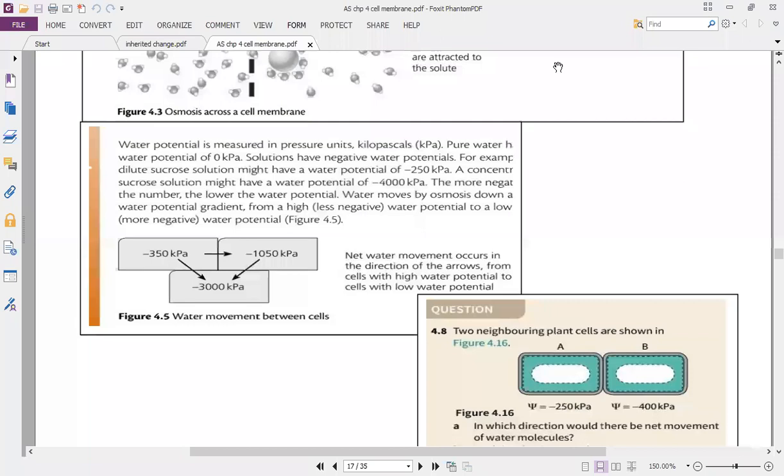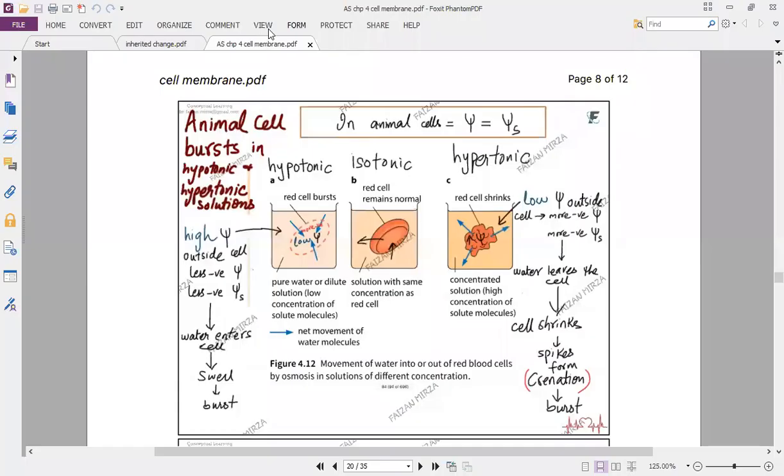For instance, figure 4.5 shows you there are three cells, one having a water potential of minus 350 kilopascals, the other having minus 1050 kilopascals, the third having minus 3000 kilopascals. You can see that the water moves from minus 350 to minus 1050 as well as minus 3000. But from the minus 1050 cell, it moves to minus 3000 because of the water potential difference. And you can see the more negative the water potential is, the more solute it will have.